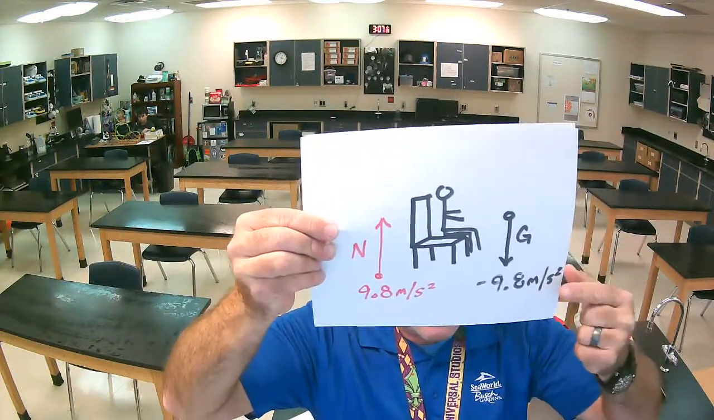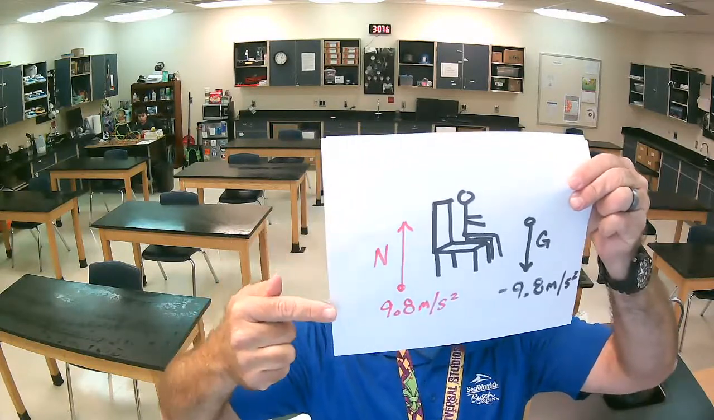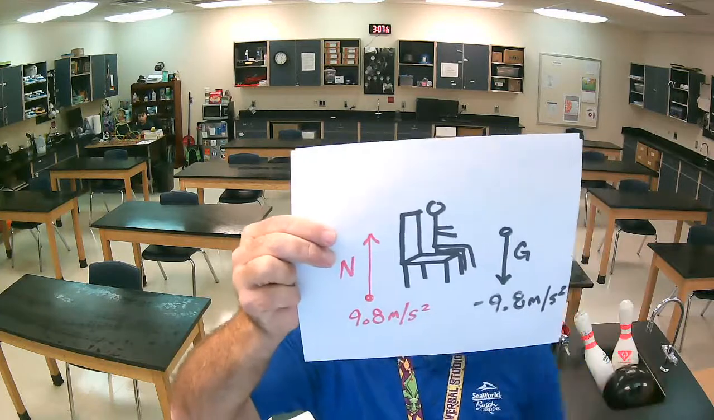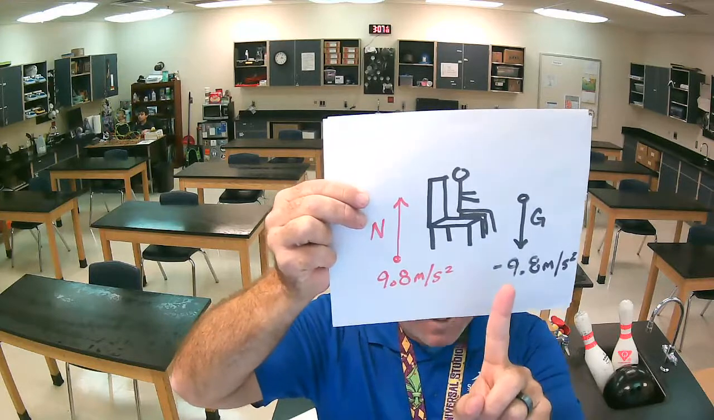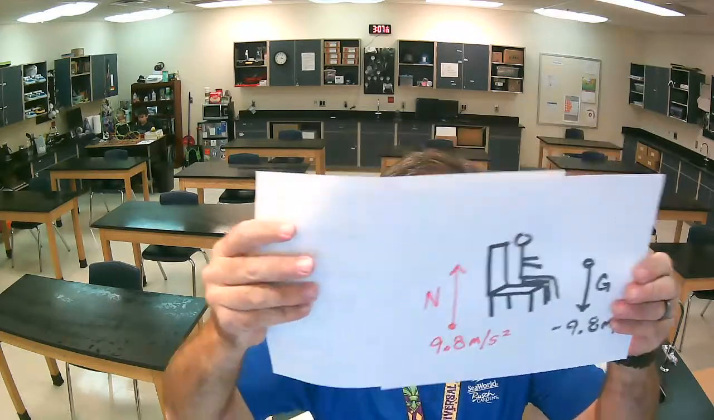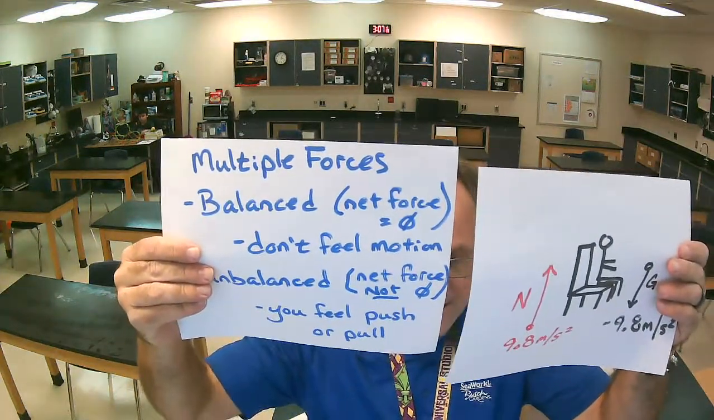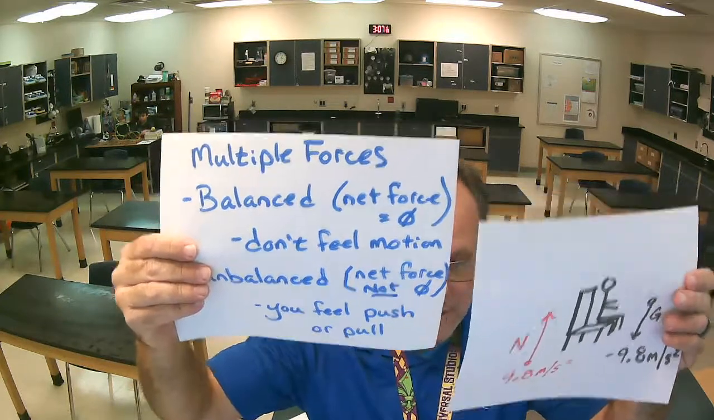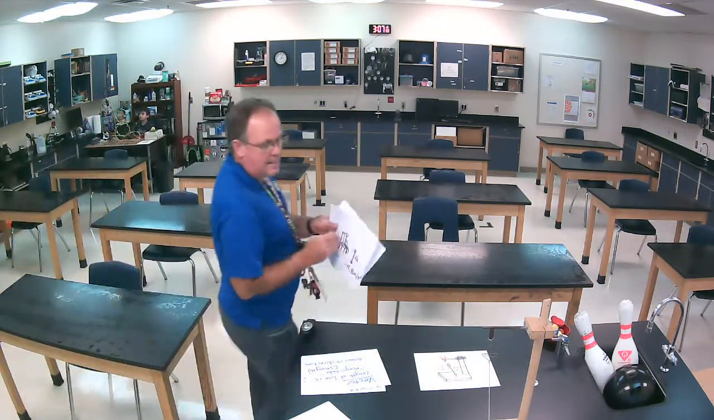Gravity is pulling down, negative 9.8 meters per second squared. The normal force of the chair is pushing up with an equal and opposite force. If you added these two together, 9.8 minus 9.8 is 0. The net force acting on me is 0. And when the net force acting on me is 0, I am in a balanced state and I don't feel motion.